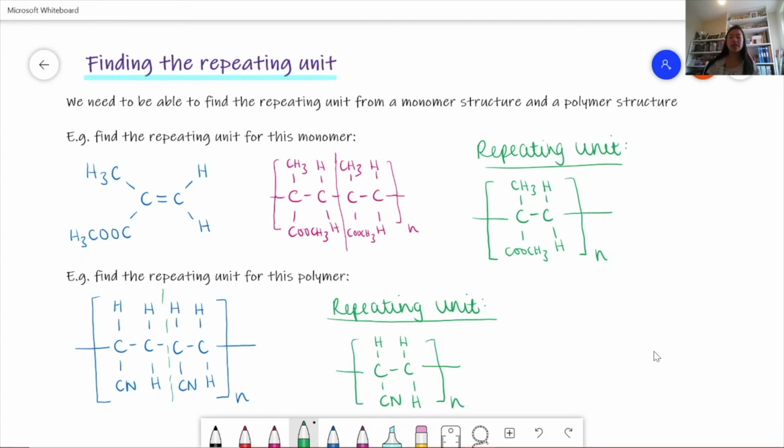And one thing to note is that when we have something like polyethene, so if the polymer is given to us like this, in exam questions, normally the repeating unit, you'd have to include 2 of the carbons. So you would write out half of this.